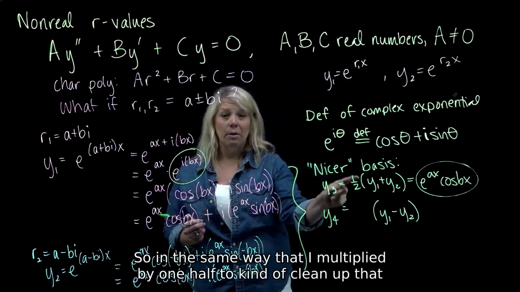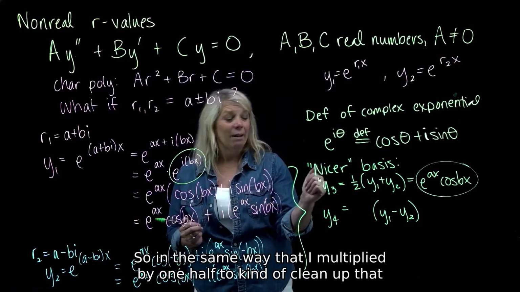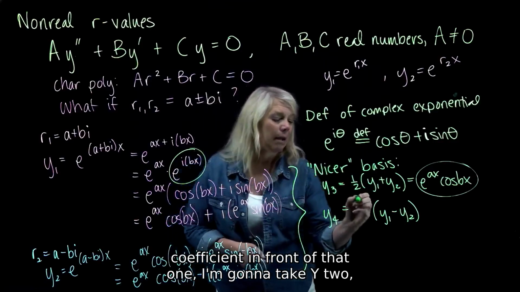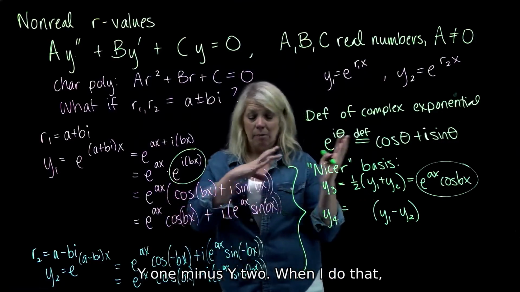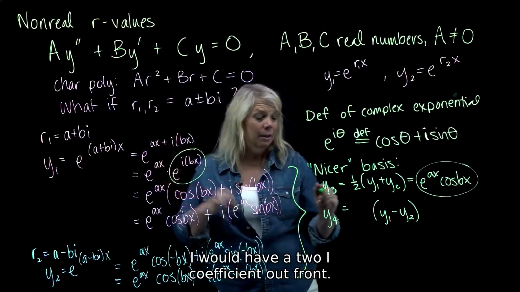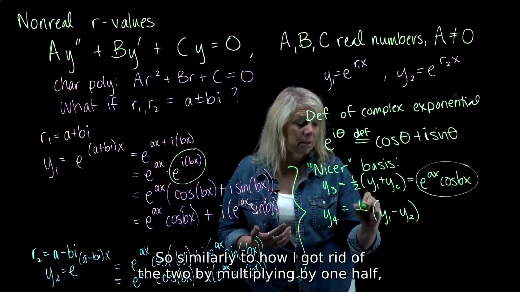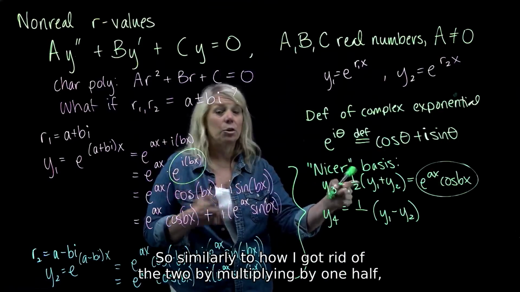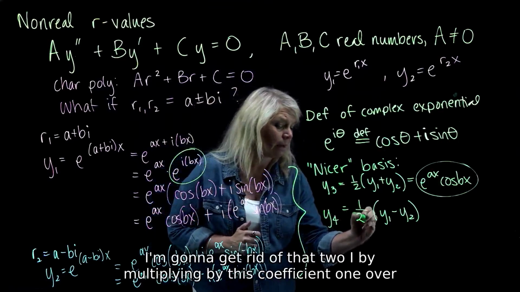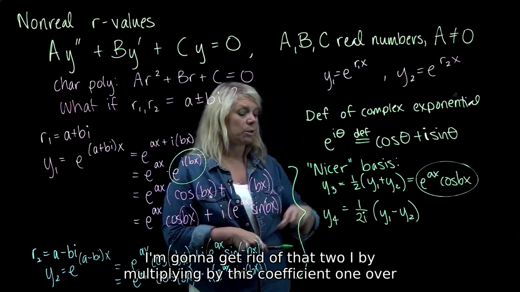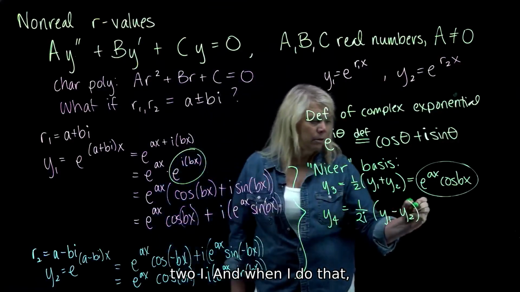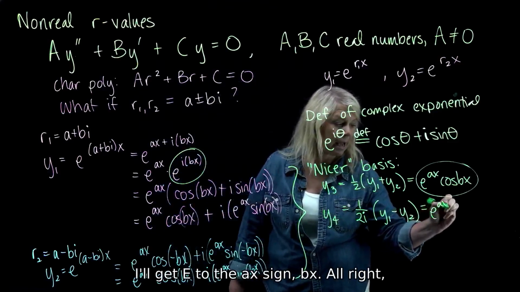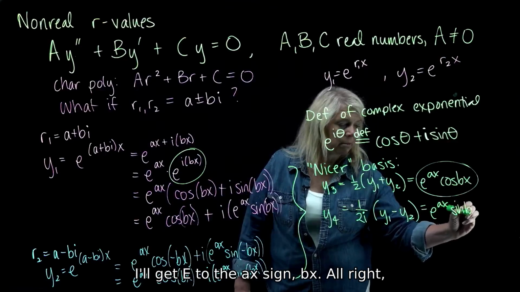So in the same way that I multiplied by 1/2 to clean up that coefficient in front of that one, I'm going to take y1 minus y2. When I do that, I would have a 2I coefficient out front. So similarly to how I got rid of the 2 by multiplying by 1/2, I'm going to get rid of that 2I by multiplying by this coefficient, 1/2I. And when I do that, I'll get e to the ax sine bx.